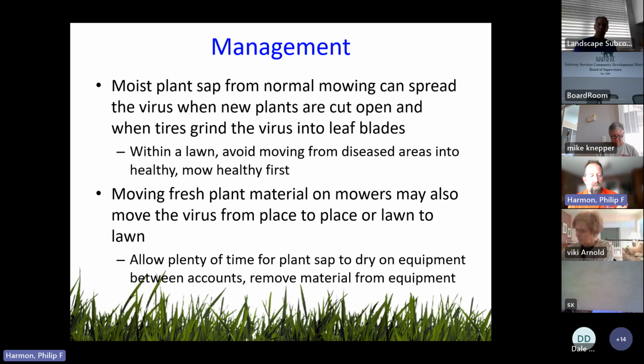It can happen if we move wet plant sap on our equipment. So the recommendation, and what most folks are doing, is to allow plenty of time for that plant sap and those clippings to dry out on equipment between communities, between pods, between sections, between accounts from the company that's doing the mowing. In some cases, new equipment has been purchased and only used in particular communities. In other cases, sanitizers have been used on the equipment as an extra added layer of protection from the possibility of spreading this virus, again, introducing it into the communities.